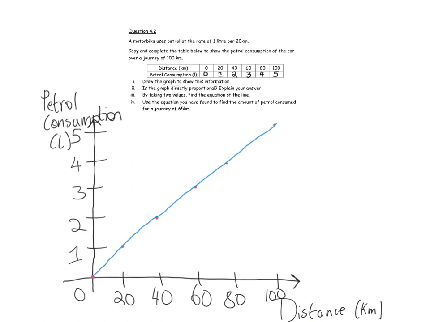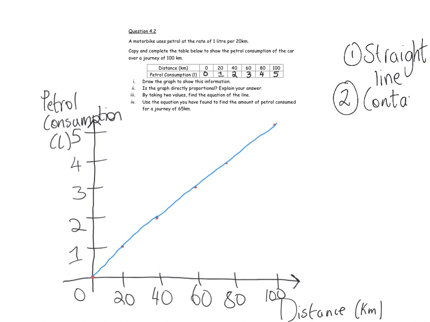Then they ask you, is this graph directly proportional? And explain your answer. So remembering that there's two criteria for the graph to be directly proportional. The first one being that it is a straight line. And the second one is that it contains the origin. So if you look at this line here, it is a straight line and it also does contain the origin. So it is directly proportional.